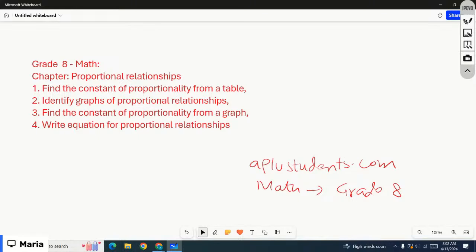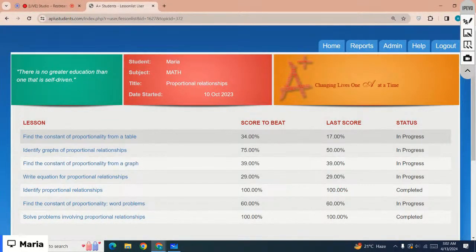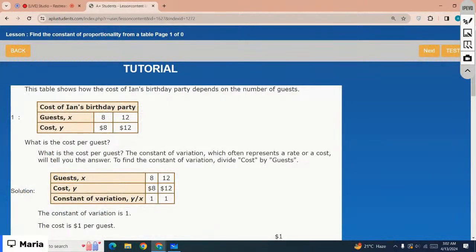Okay, let's just start with the lesson. Here I'm on grade 8 math. The chapter we are on right now is proportional relationships. We're going to start with the first lesson, find the constant of proportionality from a table.